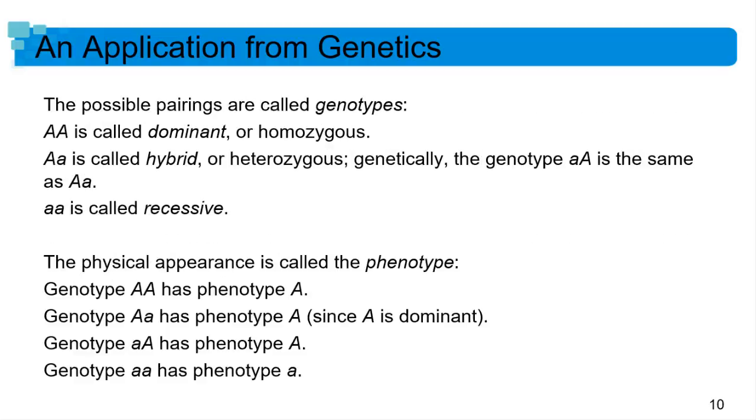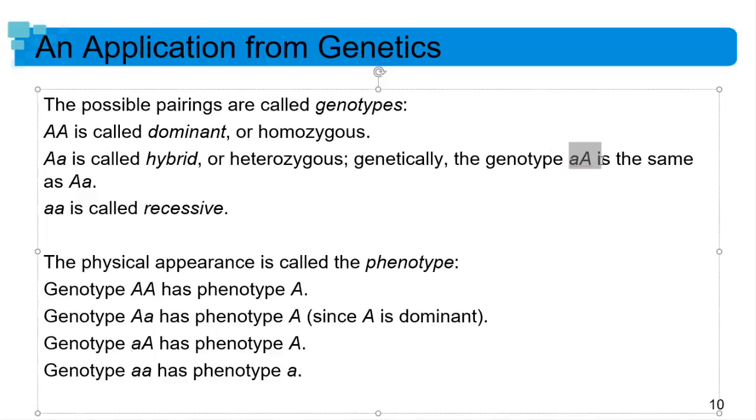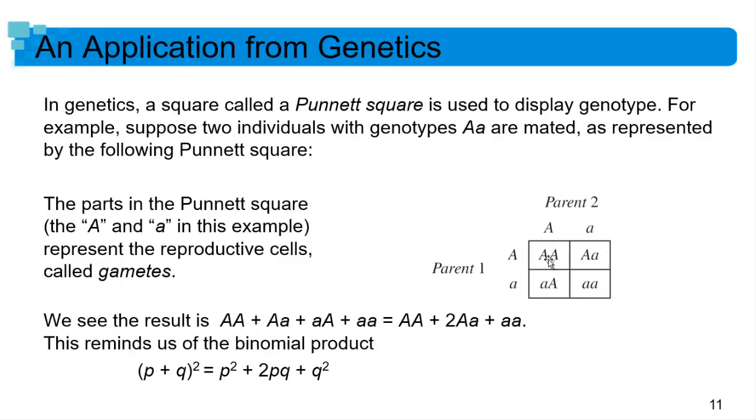You've got different types of genotypes. You could be a double A dominant, a big A, little a hybrid, which is the same thing as a little a, big A hybrid, or you could be a double a recessive. You can set up, and this is a very common thing to do in biology classes, a little square called, I believe it's pronounced, a Punnett square, named after the person who invented it.